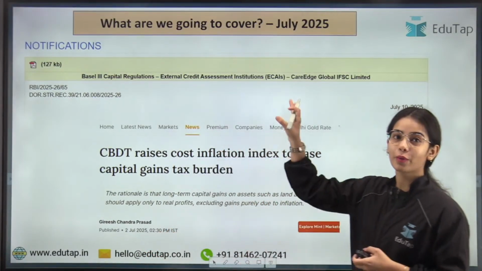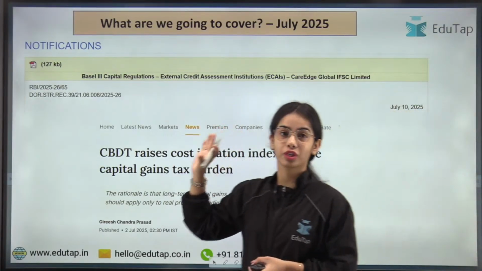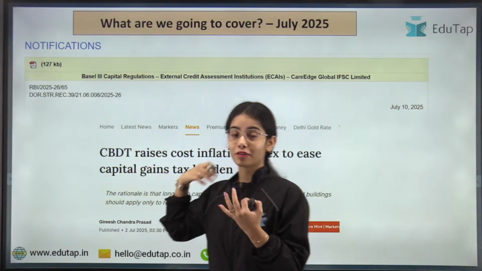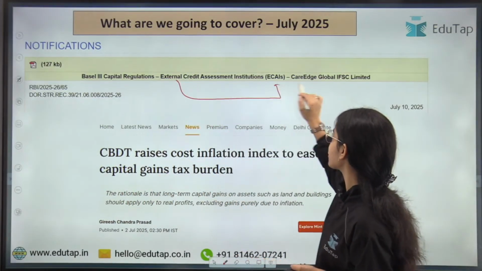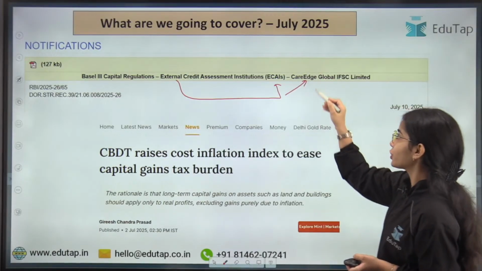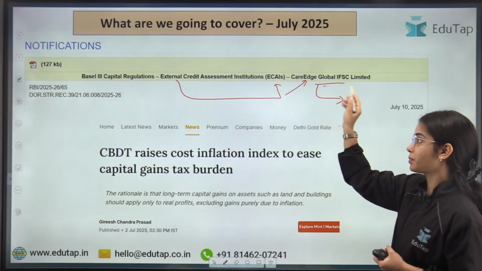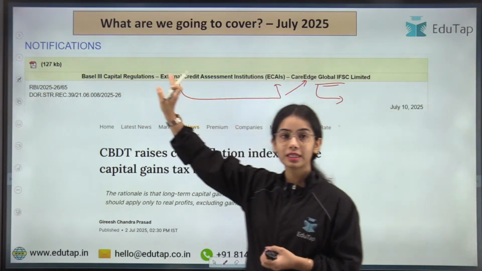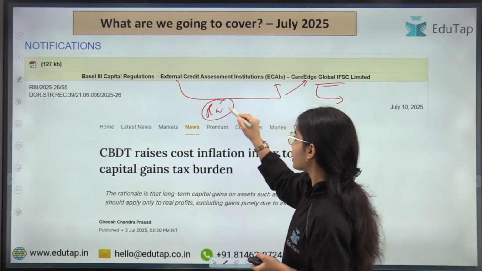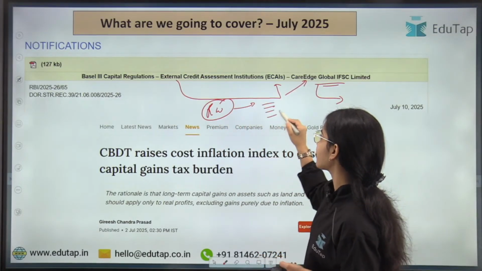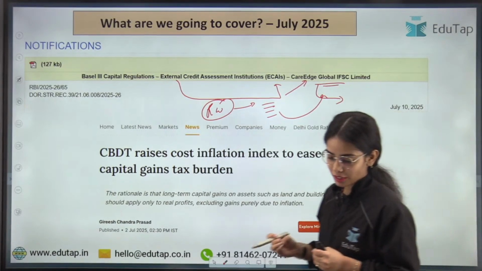In today's session, we are going to discuss two very important articles. The first one is a notification of the Reserve Bank of India: what is this external credit assessment institution that has been selected to give ratings for the banks, why it has been selected and how it is going to help the banks. We will also discuss the risk weights that have been assigned for the different ratings given by this institution. What are the different rates, that also we have to discuss.